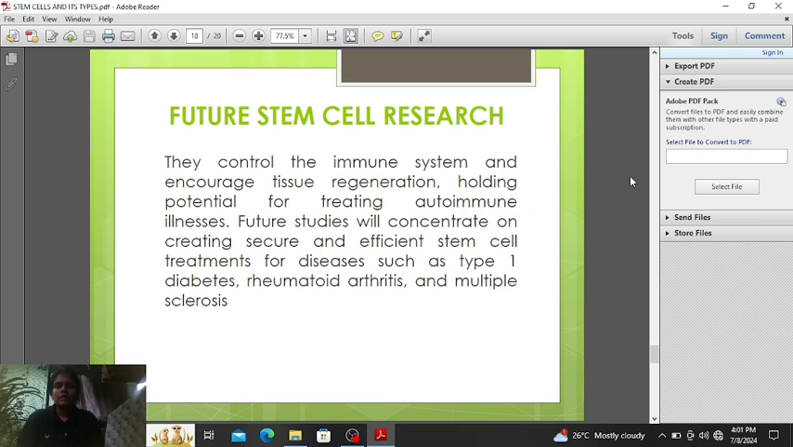So, future stem cell research. Future stem cell research tells us that we can control the immune system and encourage tissue regeneration, holding potential for treating autoimmune illnesses. Future studies will also concentrate on creating secure and efficient stem cell treatments for diseases such as type 1 diabetes, rheumatoid arthritis, and multiple other diseases.